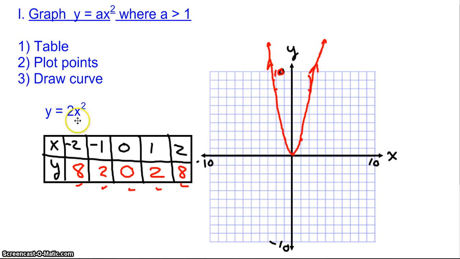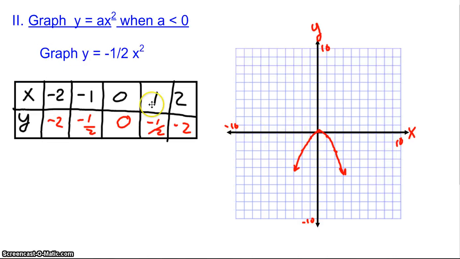The 2 here causes a vertical stretch. It stretches this toward the y-axis, okay? And it's positive, so we have a right side up u. This a is negative, so we have an upside down u, okay?